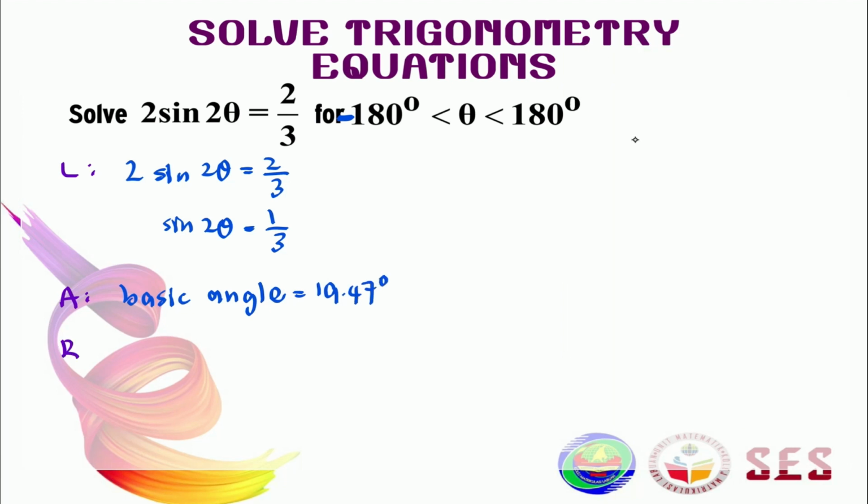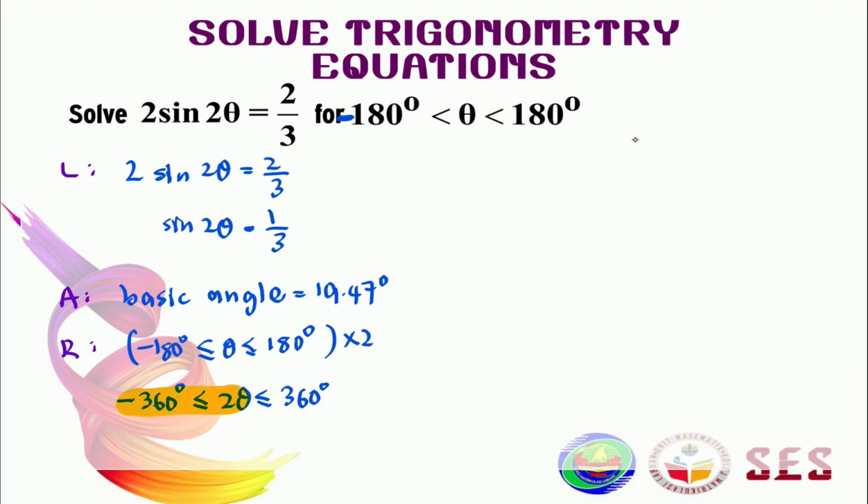Next, the third step is to find the range. We need to make sure that the range that we're going to use match with our angle here. See, this is for theta, but in our question here, the angle is 2 theta. So let's rewrite the range back. The range that they gave us is theta that is between negative 180 until 180. And to modify our range to match with our angle, we need to multiply everything by 2. So we are going to get negative 360 degree. This becomes 2 theta, and this one becomes 360 degree. And this would be our new range.